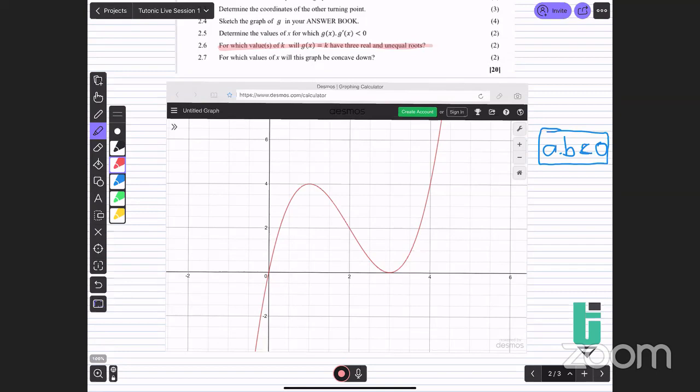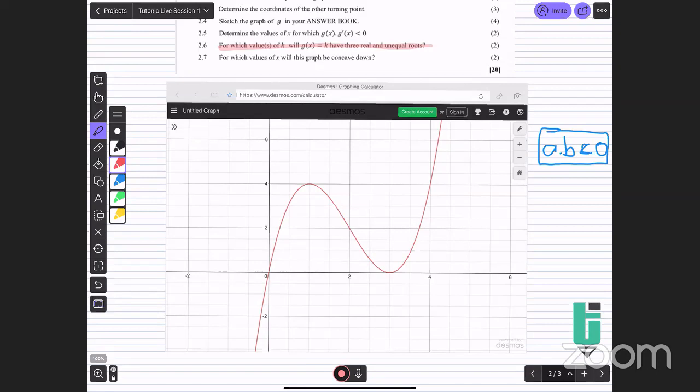Isn't it at the point where there's 3 points on the graph, like the horizontal line? Yeah, a horizontal line where there's 3 points that touch that line. Does that make sense? You are correct. 3 intersections. There we go.